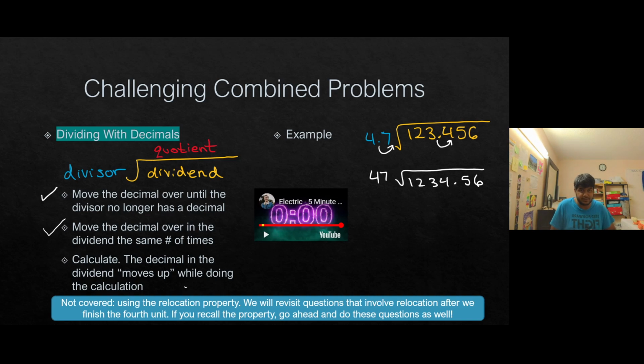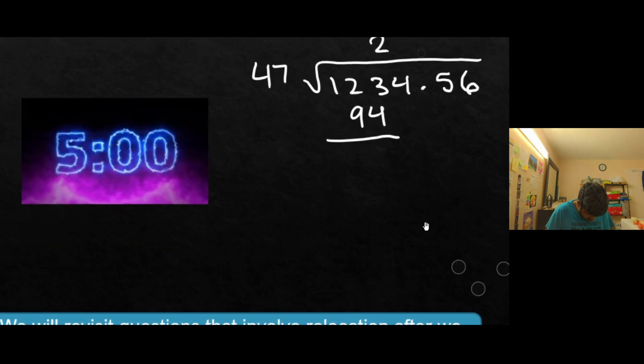They're the exact same problem, it's just the second one is much easier to solve when compared to the first one. Okay? So, first of all, 47 doesn't go into 12. 47 goes into 123 twice. 47 times 2 is equal to 94. And then 123 minus 94, I'm going to quickly check that. That is equal to 29.